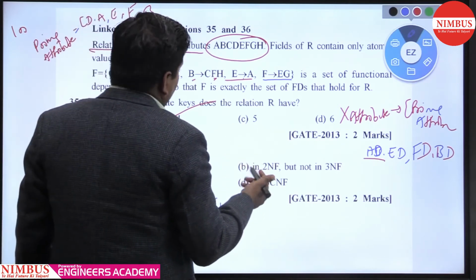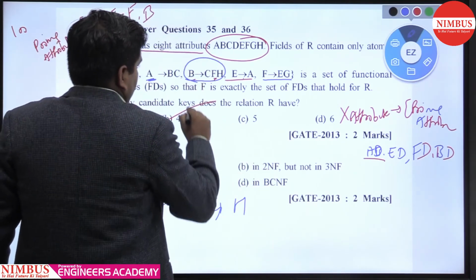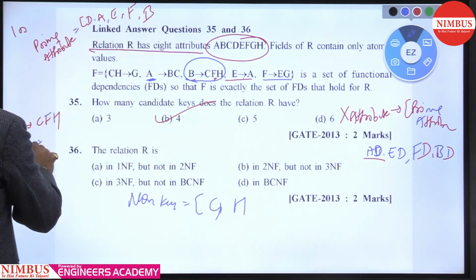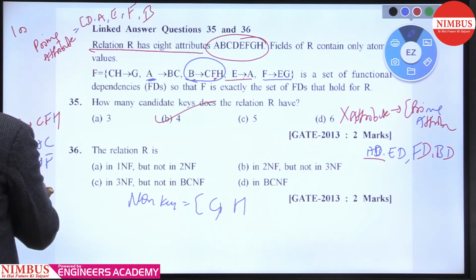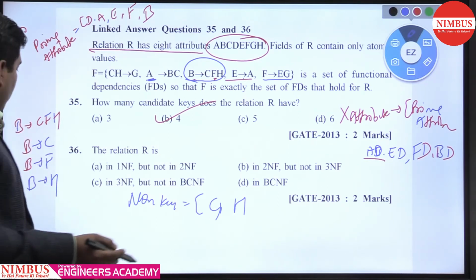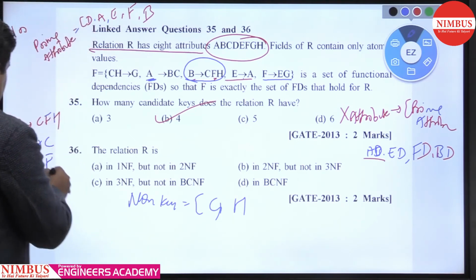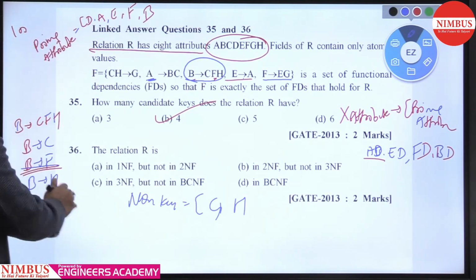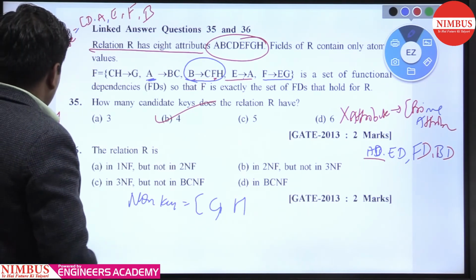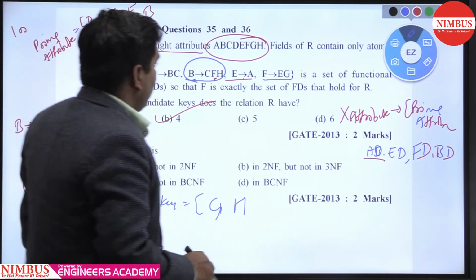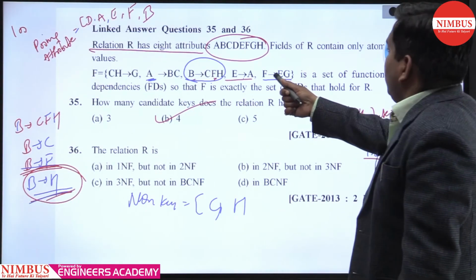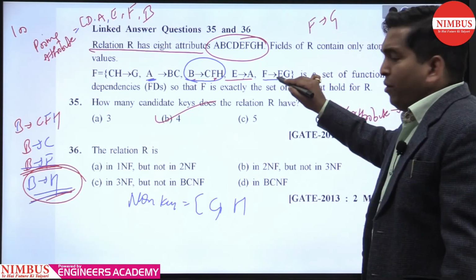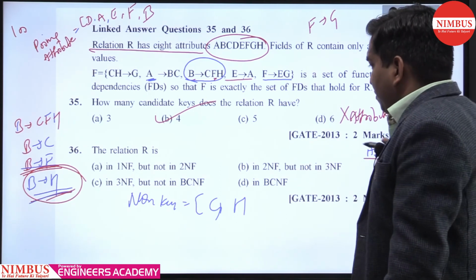Here what will happen? B tends to CFH. The first one is B tends to CFH. It means B tends to C, B tends to F, and B tends to H according to the decomposition rule. And here you can see a proper subset of a candidate key determining a non-key attribute, that is B tends to H. Getting my point? Clear? And F tends to G is also a proper subset of a candidate key determining a non-key attribute. Getting my point? So the relational schema R is in 1NF but not in 2NF.